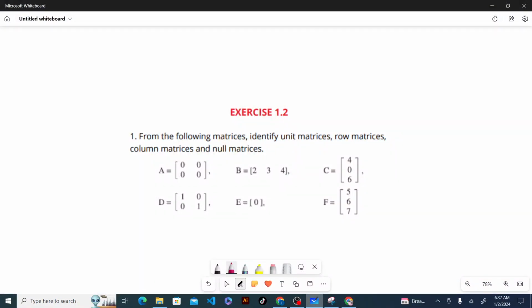Today I am going to solve exercise number 1.2 question number 1. In this question, what we have to do is, from the following matrices, identify unit matrices, row matrices, column matrices and null matrices. First of all, I will tell you what we mean by unit matrices, row matrices, column matrices and null matrices. By unit matrices, we mean that all the diagonal elements will be equal to 1. This will be called a unit matrix or identity matrix.